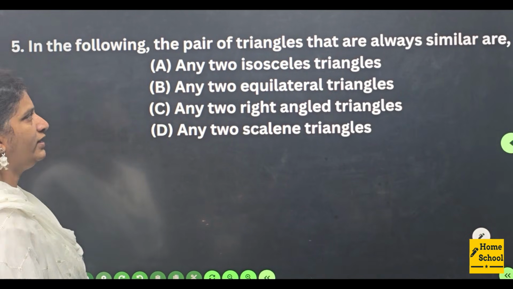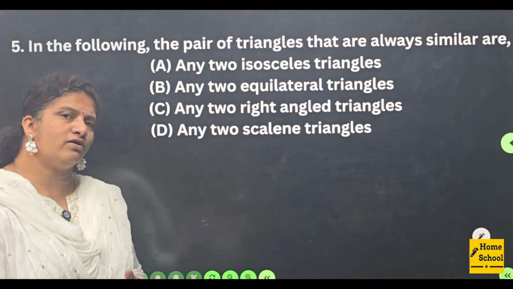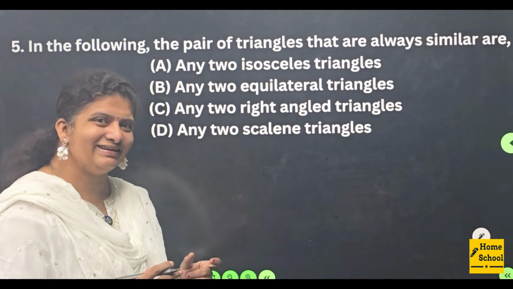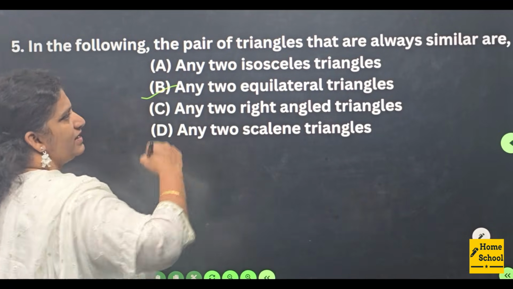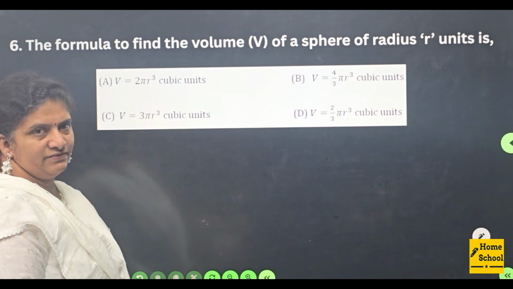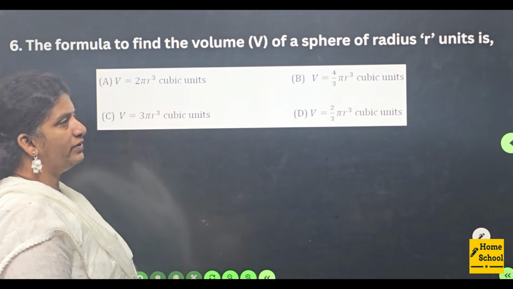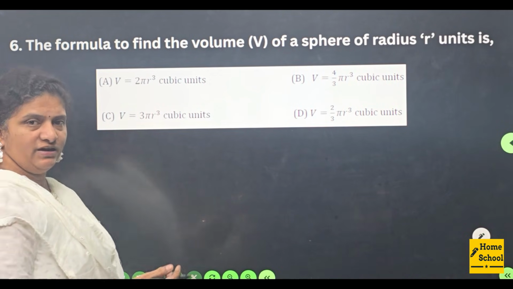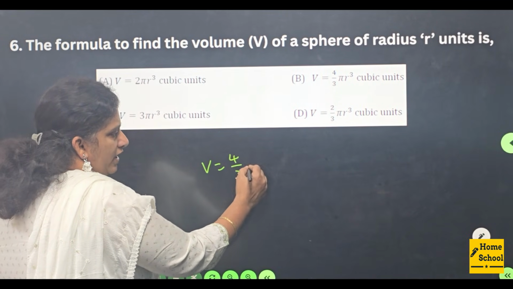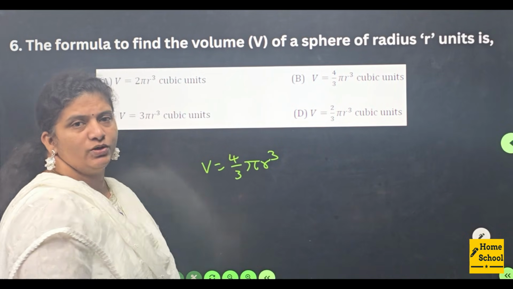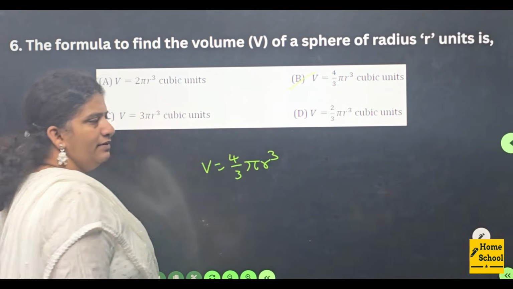5. In the following, the pair of triangles that are always similar are. Which triangles are always similar? Equilateral triangles. Check for that option. Any two equilateral triangles are always similar. Sixth one. The formula to find the volume V of a sphere of radius r units is. Volume of a sphere formula is 4/3 pi r cube cubic units. Yes, option B.